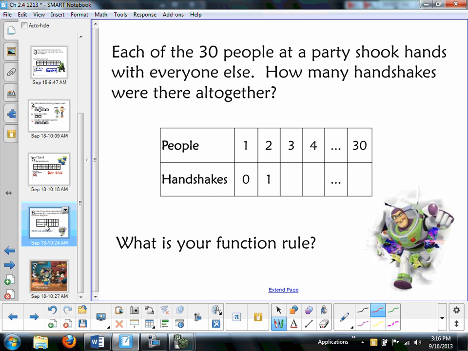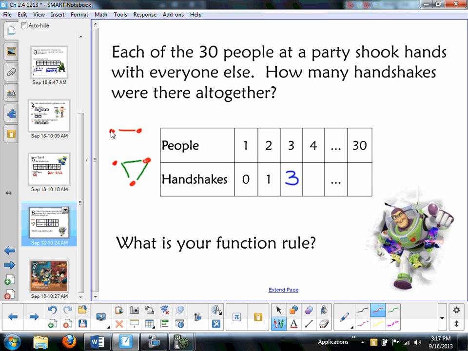If there were 2 people at the party, so let's envision 2 people, only 1 handshake was exchanged. Okay, so 2 people, 1 handshake. If we had 3 people at a party, there's 1 handshake here, 1 handshake here, 1 handshake here. Everybody has exchanged a handshake. So there are 3 handshakes total.